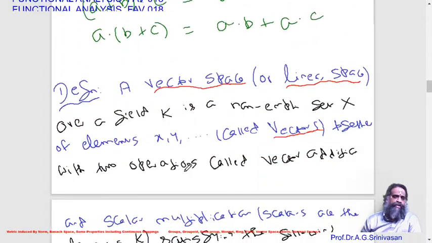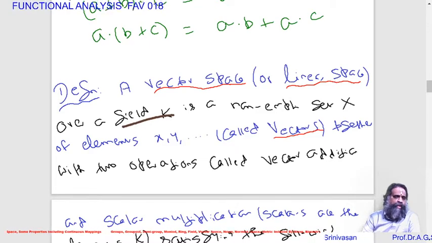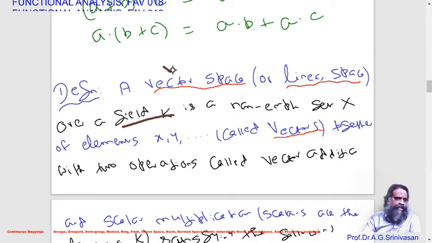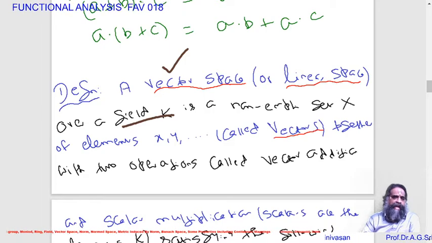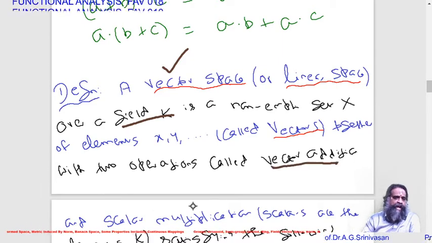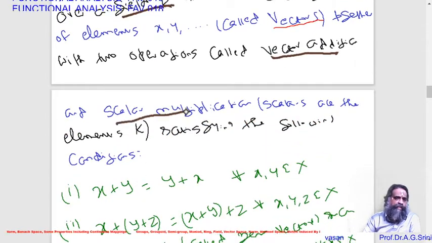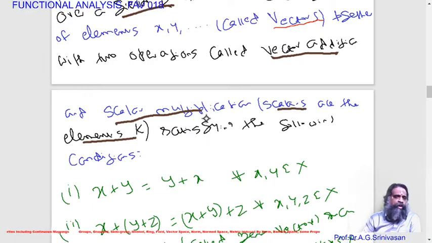A vector space, or we call it a linear space, over a field K. The group, the ring, the field are independent entities, whereas a vector space depends on the field. So a vector space or a linear space over a field K is a non-empty set X of elements x, y, etc., called vectors, together with two operations called vector addition and scalar multiplication. The elements of the field K are called scalars. There is an operation called scalar multiplication.